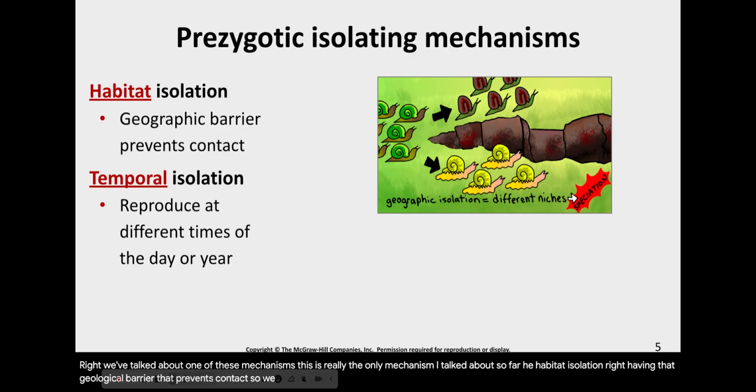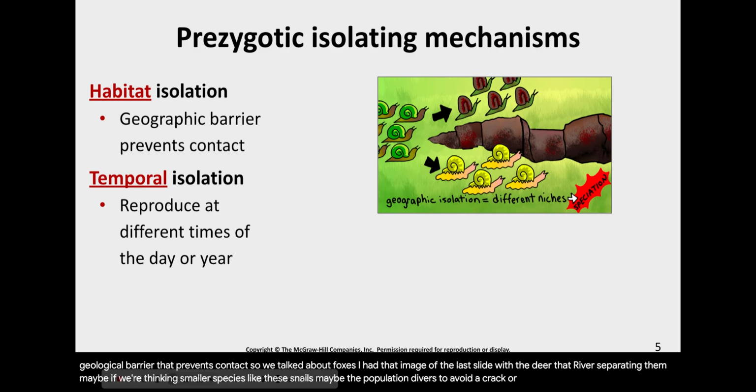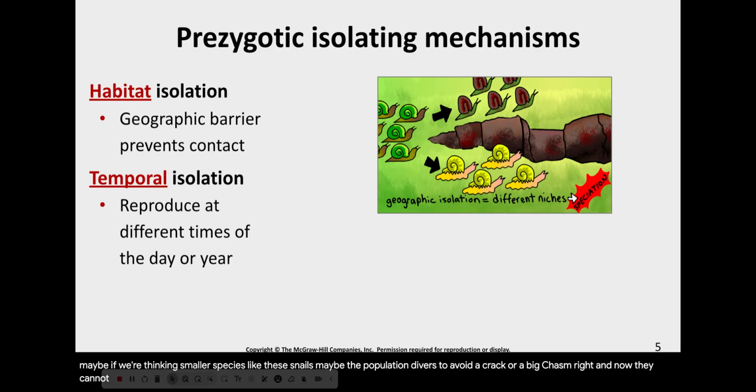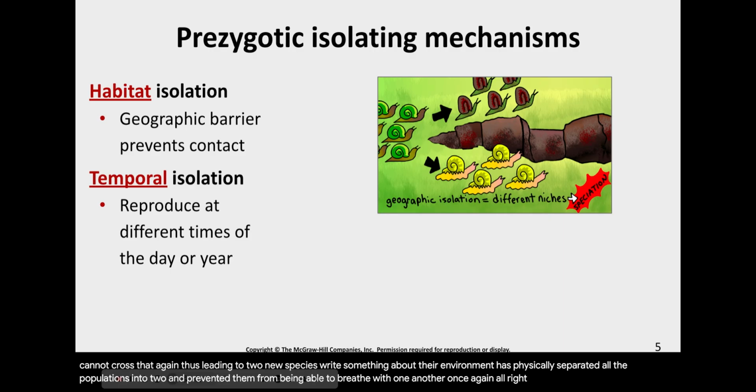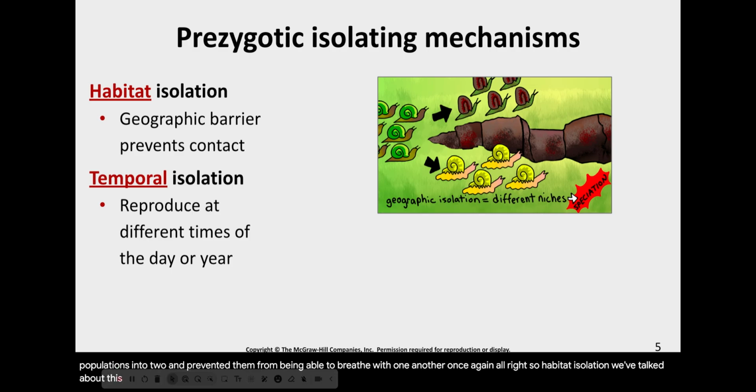So we talked about the foxes. I had that image on the last slide with the deer, that river separating them. Maybe if we're thinking of smaller species like these snails, the population diverged to avoid a crack or a big chasm, and now they cannot cross that chasm to meet up again, thus leading to two new species. Something about their environment has physically separated the population into two and prevented them from being able to breed with one another once again. So habitat isolation, we've talked about this one, this should be more or less familiar.